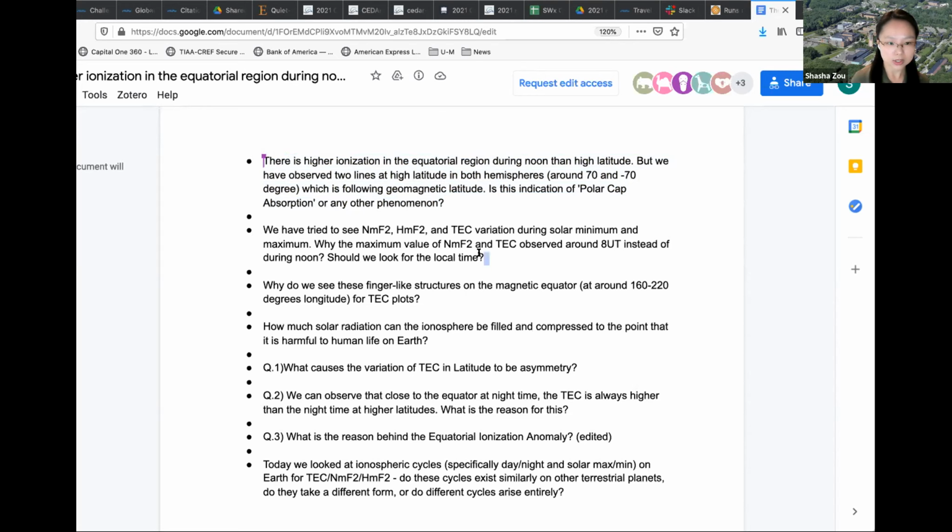Then the next question is why the maximum values of NmF2 and TEC are observed around 8 UT instead of noon. I think this is the one that we looked at earlier. So take a look at the two-dimensional plot first, and then select the specific location that you are interested in. Why do we see those finger structures? This is also the equatorial region we looked at before.